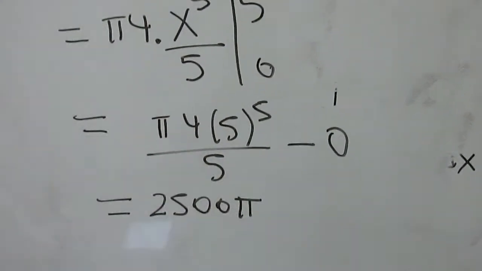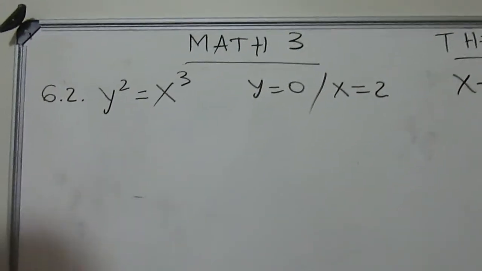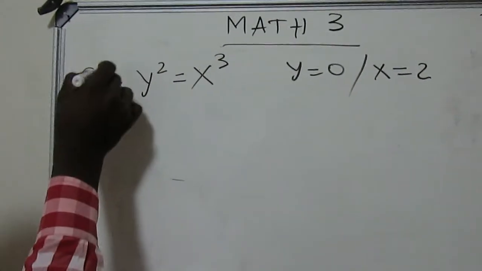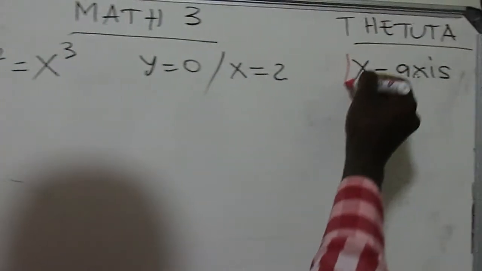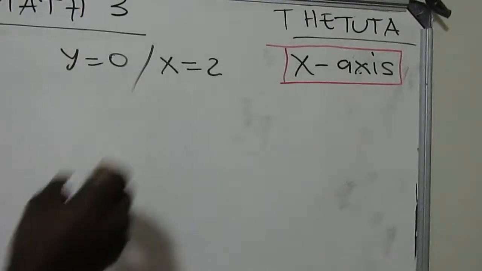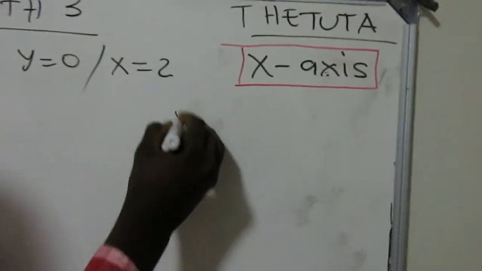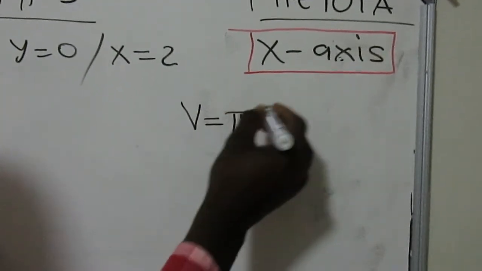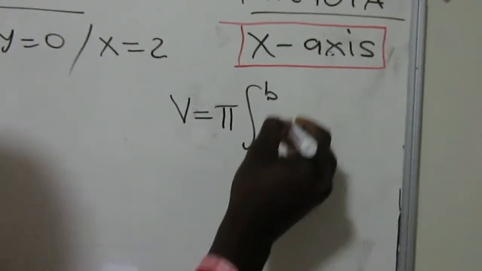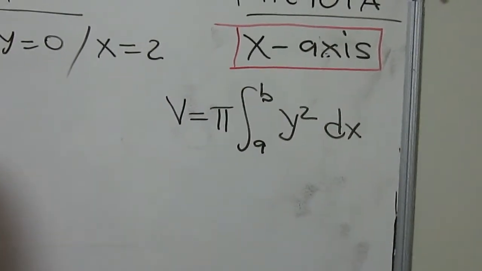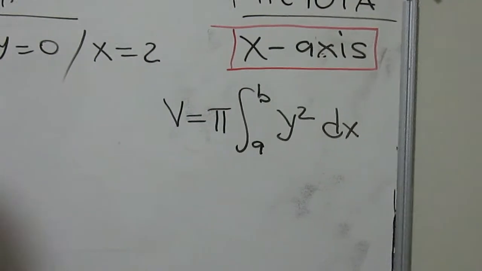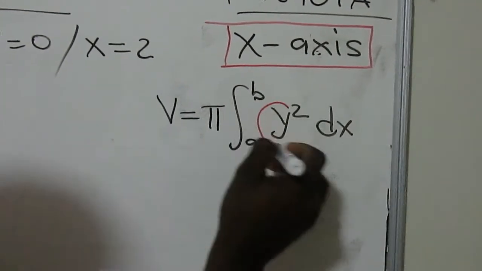Okay? And then we're going to have a look at this example 6.3. So the first thing we check is the revolution, x-axis. And as we say, with the x-axis, the volume will be given by pi integral from a to b of y squared dx. So the first thing that we need to do is determine our y function.